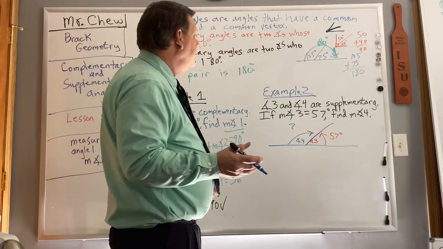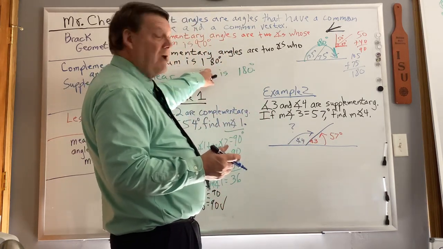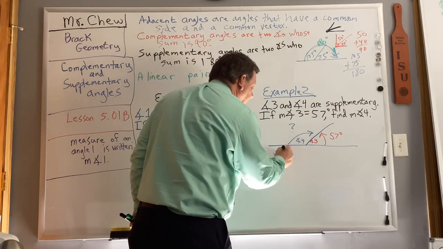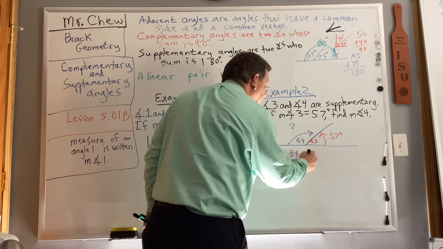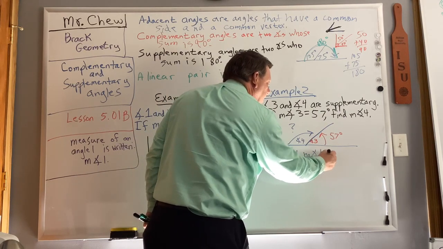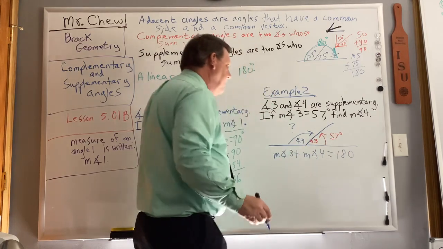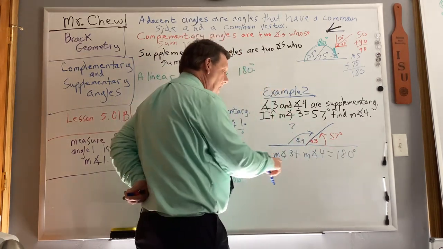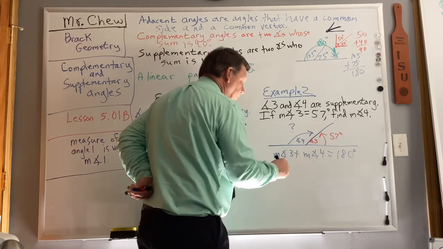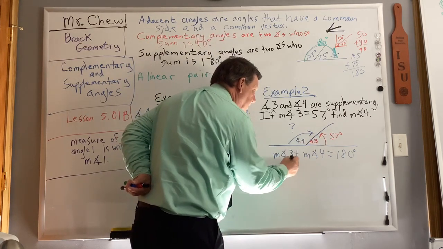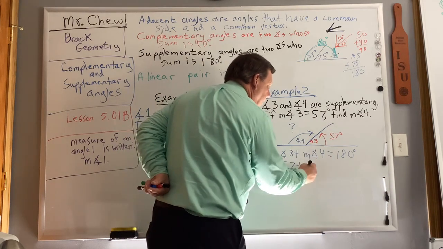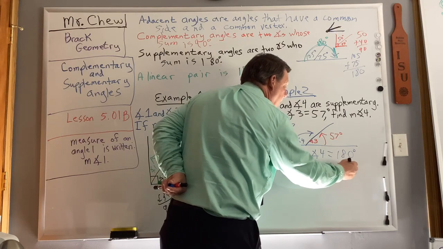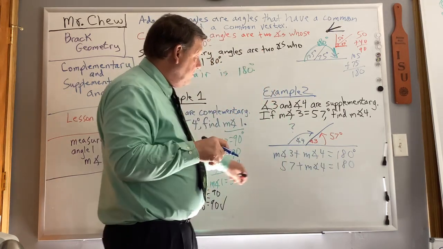So all I do is use the definition and say I know that their sum, when you add them up, is 180. So I have the measure of angle 3 plus the measure of angle 4 equals 180 degrees. Now I'm going to use the substitution property of equality. I don't know angle 4, but I know angle 3, so we'll put 57 degrees in here. And I just solve for my measure of angle 4. That's the substitution property of equality.